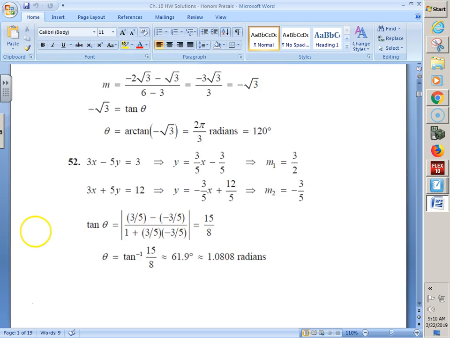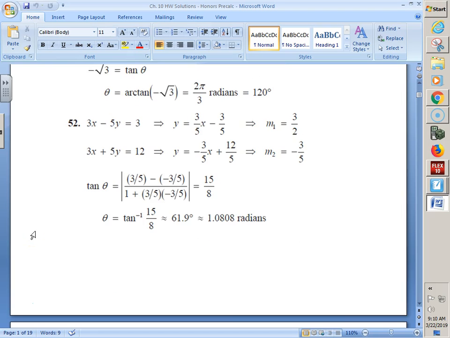Number 52, you guys should have found your m's by rearranging, getting y by itself, just like we saw yesterday. The easiest way for the angle between is to throw it in your m2 minus m1 all over 1 plus. Wait a minute. Order does matter. There's a minus. Or does it? Oh, there's an absolute value.